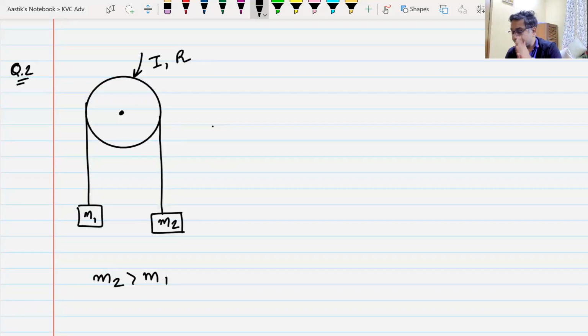This is the next problem. You have two blocks, M1 and M2, attached to the same pulley. The moment of inertia of this pulley is I. R is the radius of this pulley. M2 is greater than M1. It's a rope which goes over the pulley, and you must understand that there is no slipping between the pulley and the rope. You understand this? What if I leave this system, then what will happen?